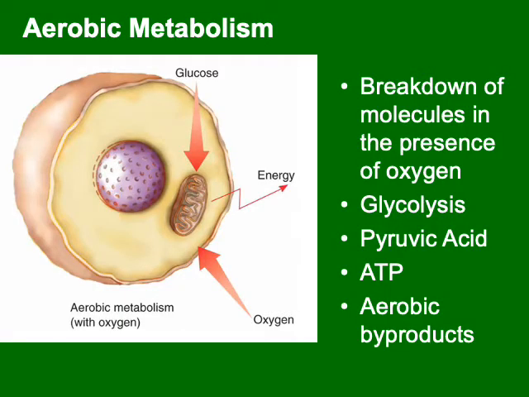So it happens with aerobic metabolism. Glucose and oxygen enter the cell, and the mitochondria, which is that kind of brown looking thing, takes those two substances, those two molecules, and breaks them down. And in the process, they create what's called pyruvic acid. And that pyruvic acid is used as an energy source, and it produces what's called moles of energy. And those few moles of energy stimulate the cell to produce more energy.